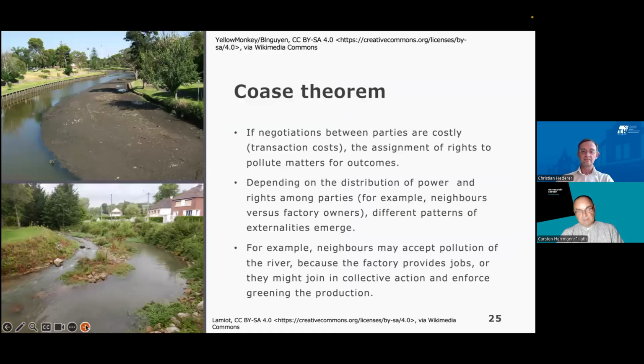A standard example is the pollution of rivers. If factory owners are assigned with an initial, potentially implicit, right to pollute, affected neighbors may face difficulties in rallying against pollution, especially if the factory provides jobs. On the other hand, if the initial assignment favors the neighbors, for example, in the form of environmental regulations, the negotiation outcome may be more beneficial to them.